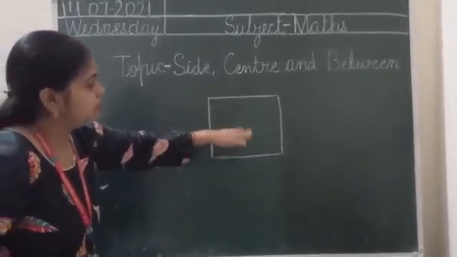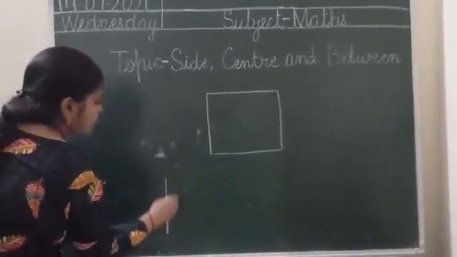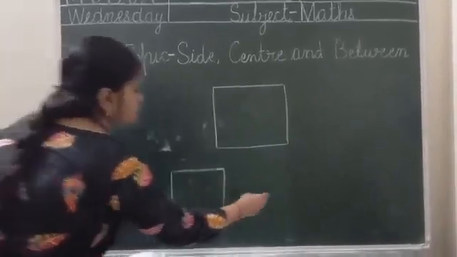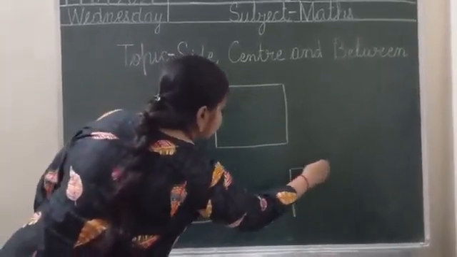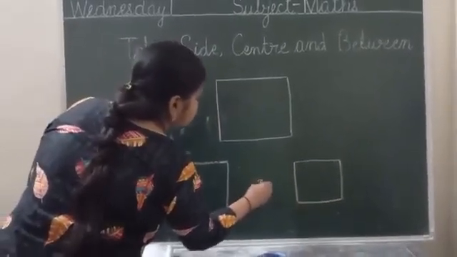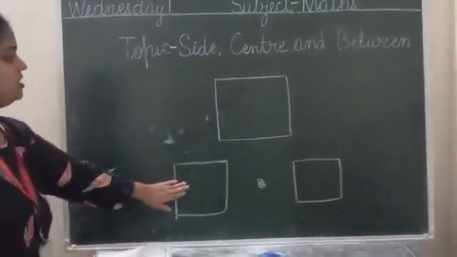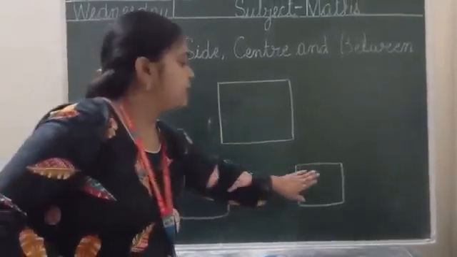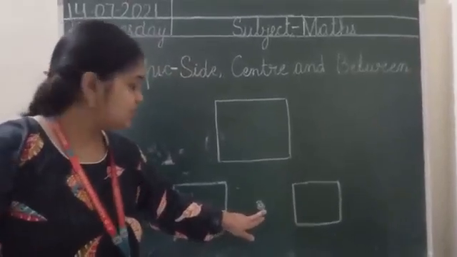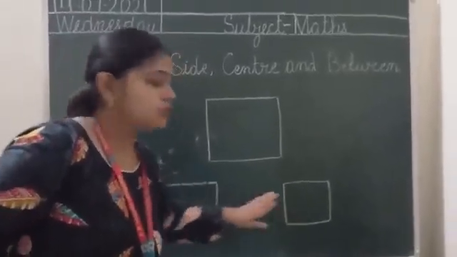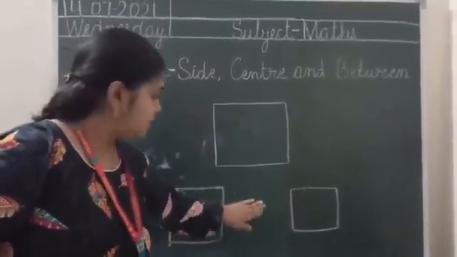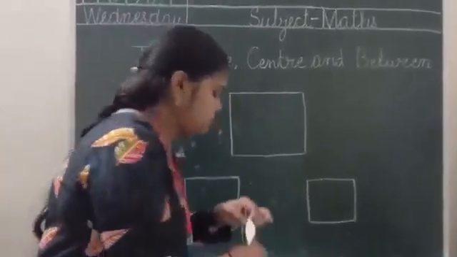Center. Okay. Now, here I am going to draw two squares. One and two. Now I am going to put a dot between these two squares. The position of this dot is between two squares. Okay, between two squares.